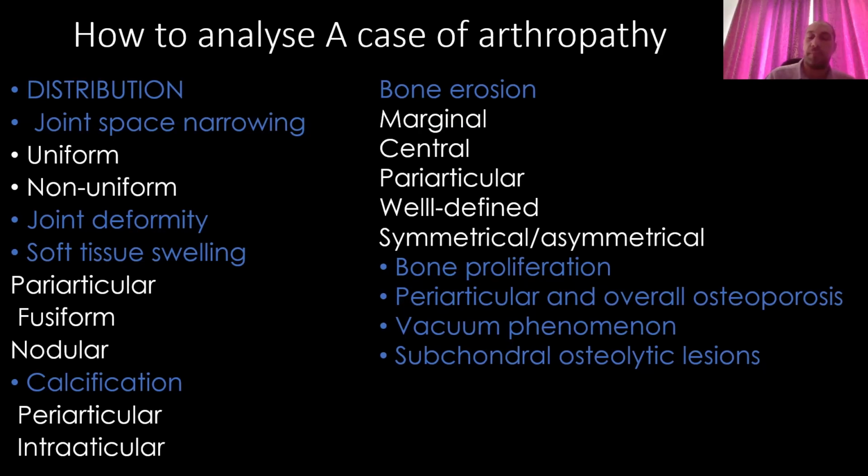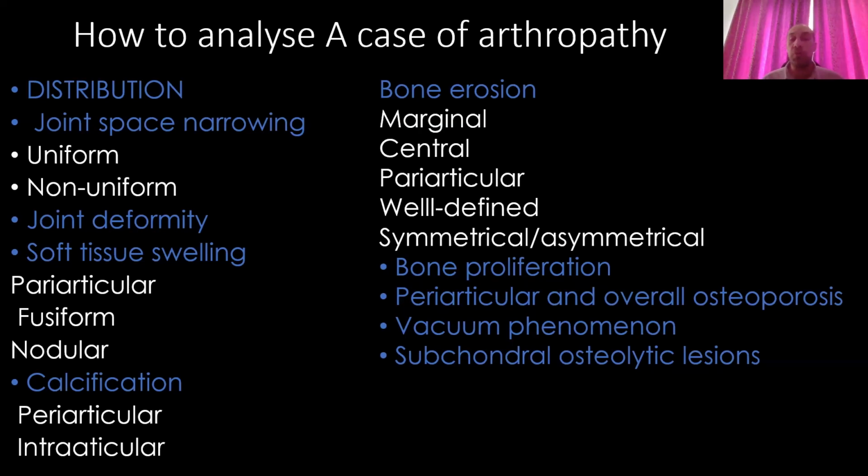Which joint? Is it uniform or non-uniform? Is there any deformity or not? Is there soft tissue swelling, periarticular swelling? Is it diffuse or just focal, nodular? The calcifications, and even the bone erosions: are they marginal, central or periarticular? Is it well defined or not? Is it symmetrical or asymmetrical? Is there bone proliferation or not? If there is bone proliferation, then it is not an erosive disease. It is not rheumatoid arthritis.